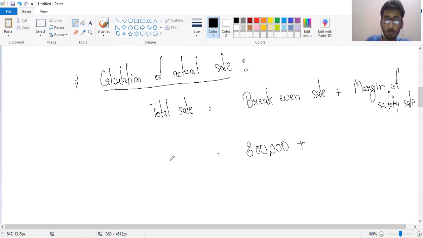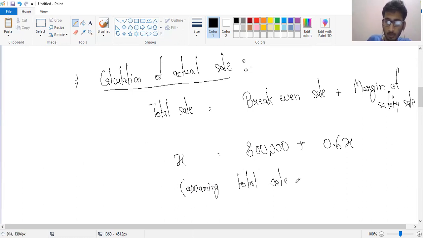Now assume total sale is X. So what would be margin of safety sale? Margin of safety sale is given to us 0.6x, or I can say 60% of the sale. Margin of safety is given to us. It is 60% of the sale. So assuming total sale is X.